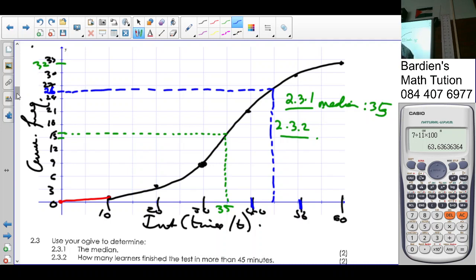But the question again, how many learners finish the test in more than 45 minutes, so it's this part of the graph. Not so? So we're saying this is at 26, and this end value is at 32. So in other words, it's going to be 32 minus 26, which is 6 learners or students.